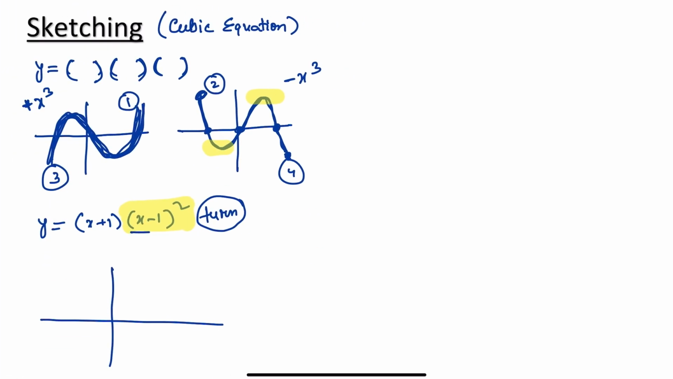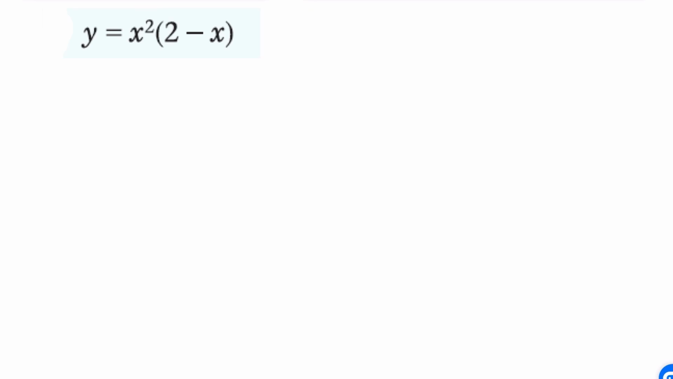But when we have a repeated root, you need to remember we have to have a turning point at the x-axis. At the x-axis. So it will look like this. The curve will look like this. As in, the minimum point or the maximum point will be touching the x-axis. So let us solve one example problem.